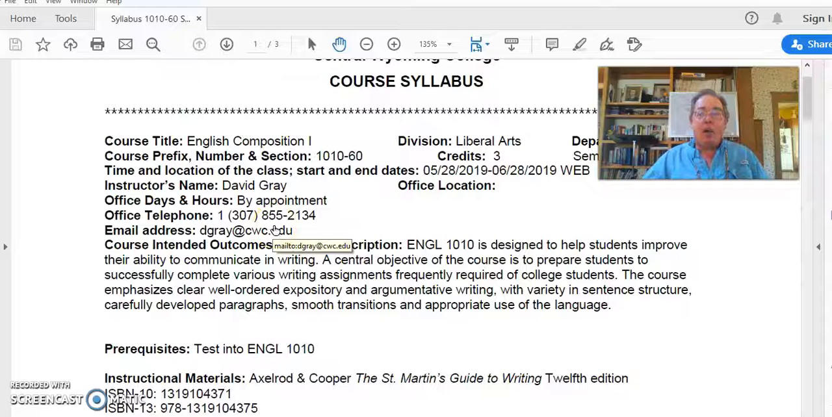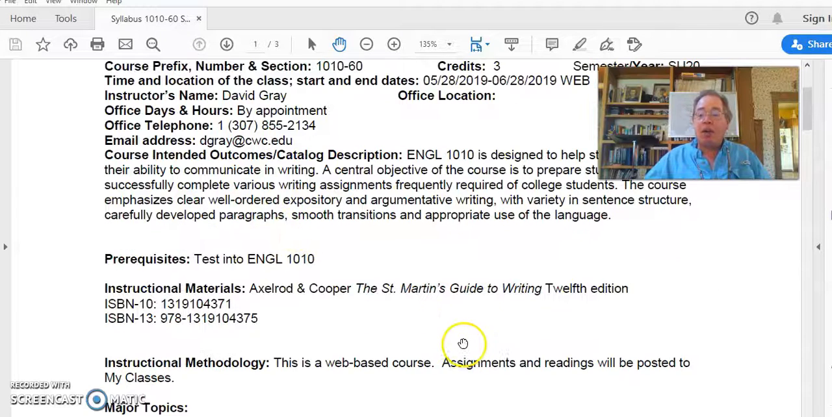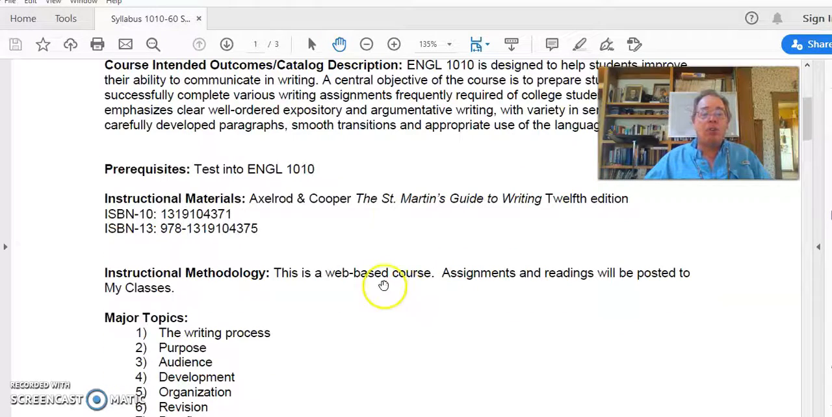It forwards over to my email, so if you leave me a message on my office answering machine, I will pick it up by email. Here's my email address. That is the primary way that we communicate in this course, is through email. Here's the outcomes and stuff. A lot of this you can read on your own, so I'm not going to read it all to you.